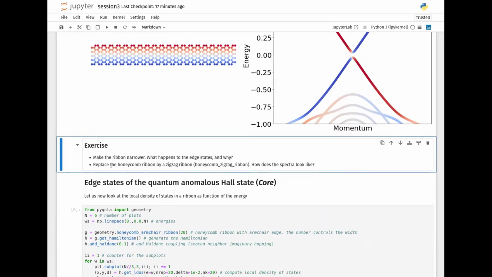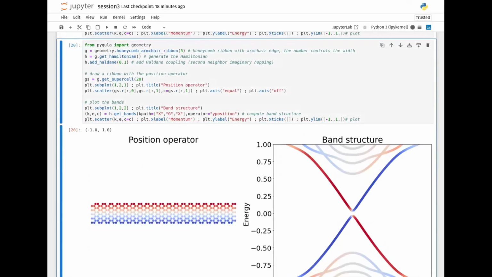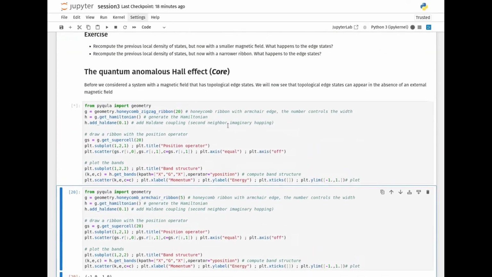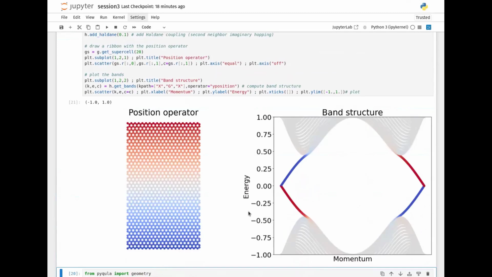Now, the next question is to replace the honeycomb ribbon by a zigzag ribbon and see what happens to the spectra. If you take, for example, this one, we can replace armchair by zigzag over here. And you will see that we still have edge states. The band structure looks different, but the edge states still appear in the system.